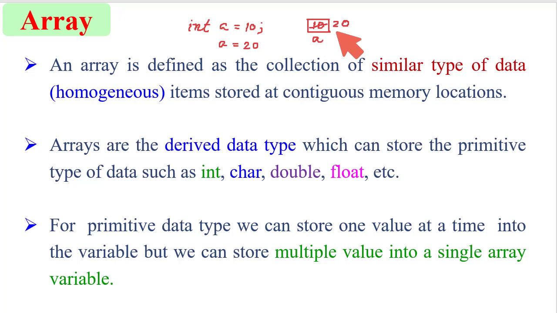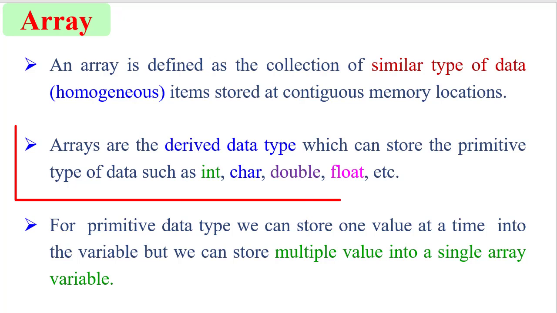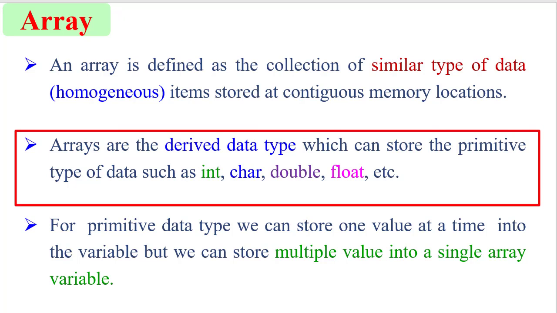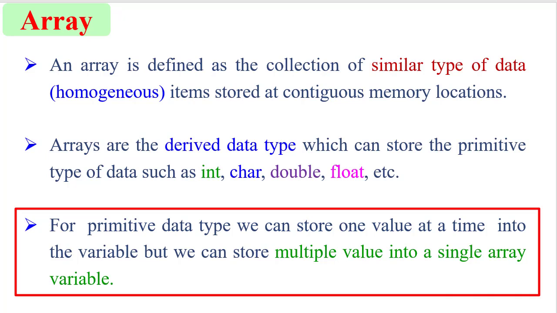If we want to store multiple data in a single variable, this cannot be possible by using a primitive type of data. So for this case we need an array variable. Which type of data can be stored in an array? Arrays are a derived data type which can store primitive types of data such as integer, character, double, float, etc. For a primitive data type, we can store one value at a time in the variable, but we can store multiple values in a single array variable.